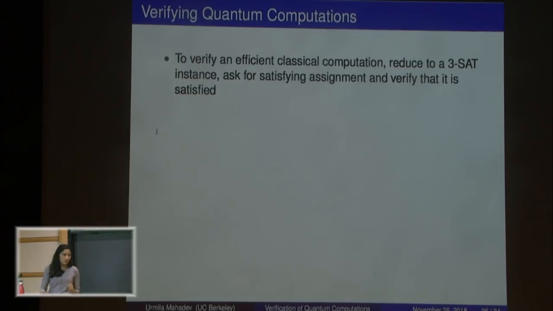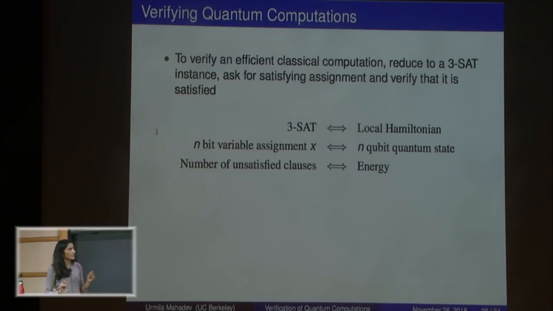Okay, so to tell you why it's enough to verify quantum computations, let's go back to the classical world for a second. To verify an efficient classical computation, here's what a classical verifier can do. He can take the problem that he wants to verify and reduce it to a 3-SAT instance. The reason he can do this is because 3-SAT is complete. And then once he reduces to a 3-SAT instance, he can ask the prover for a satisfying assignment. Once the prover gives him the satisfying assignment, he can verify that the assignment satisfies the instance. This kind of structure can be carried over directly to the quantum setting.